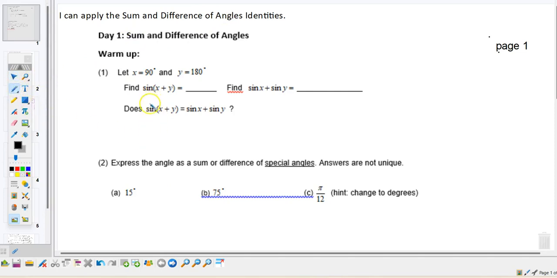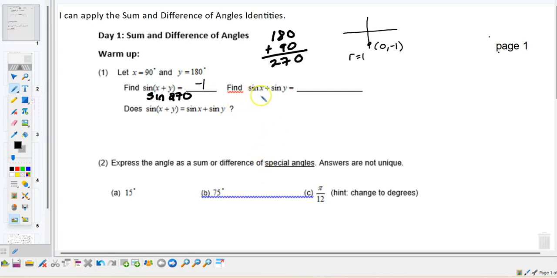To start, let's say that x is 90 and y is 180. So let's add those together. 180 plus 90 is 270. So thinking back to quarter 2, what is the value of sine of 270? All the way down here at 270, sine is the y coordinate over the r, so that's a value of -1.